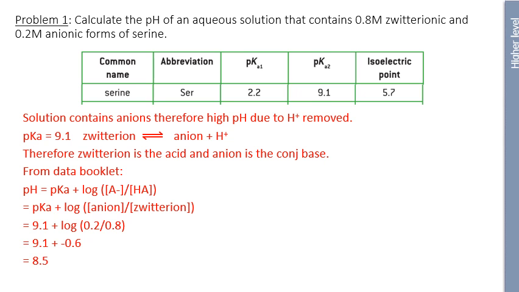So the solution contains anions already. So we know that the pH is going to be greater than the isoelectric point. It's going to be alkaline because you've got the proton being removed. So that means we're going to use the second pKa, the zwitterion in equilibrium with the anion and a proton. Therefore, the zwitterion is the acid and the anion is the conjugate base. We go to our data booklet, plug the numbers into the equation, and you get the associated pH, which is alkaline, of 8.5.